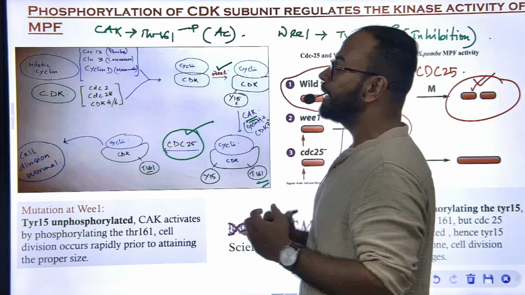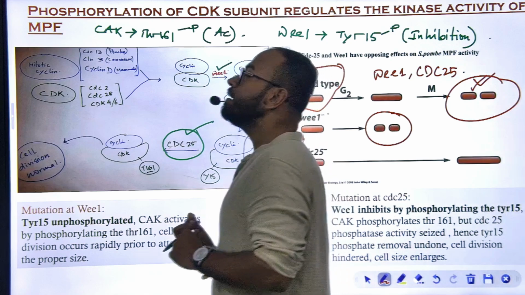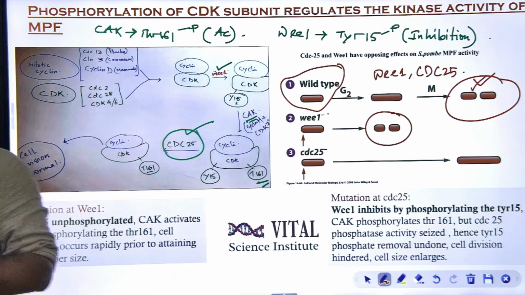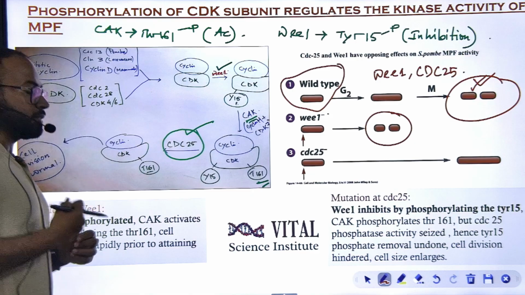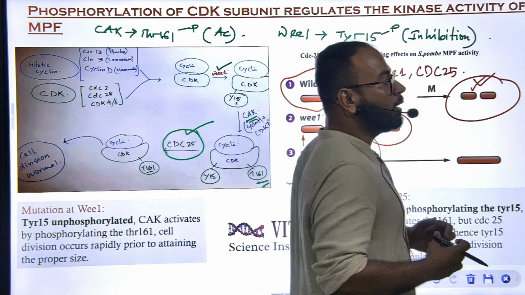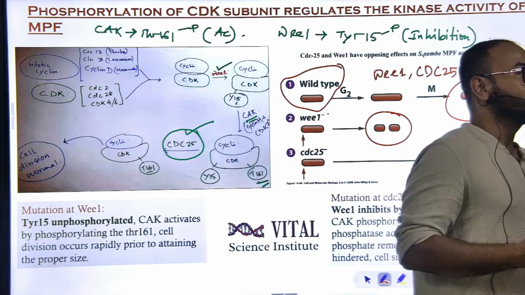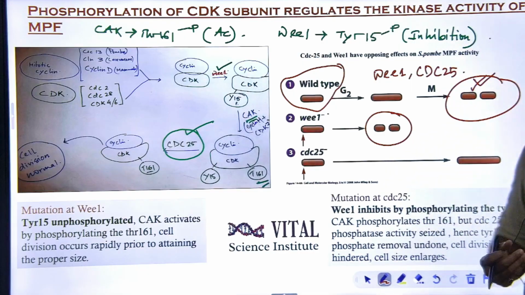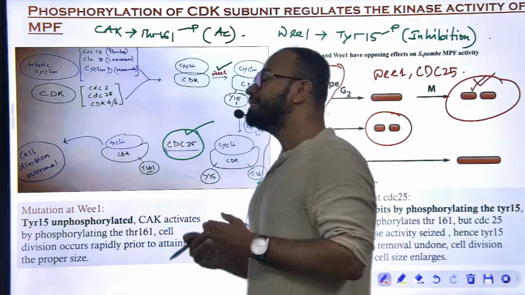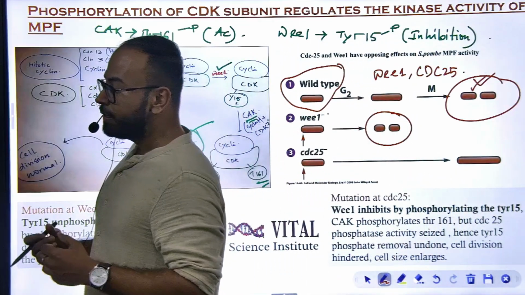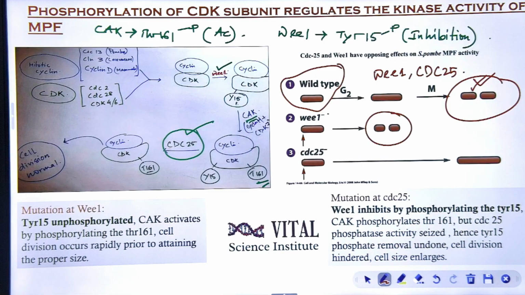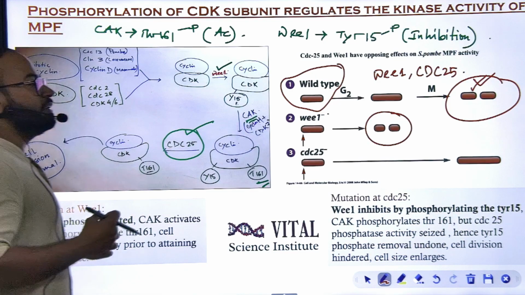So if V1 is absent, then CAK will function readily and it will phosphorylate threonine 161, and as V1 is not present, hence tyrosine 15 will not be phosphorylated. So CDC25 activity won't be required for this kind of a mutant and hence the cell will readily divide.